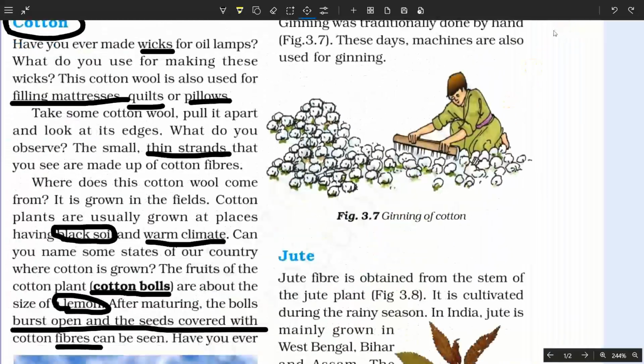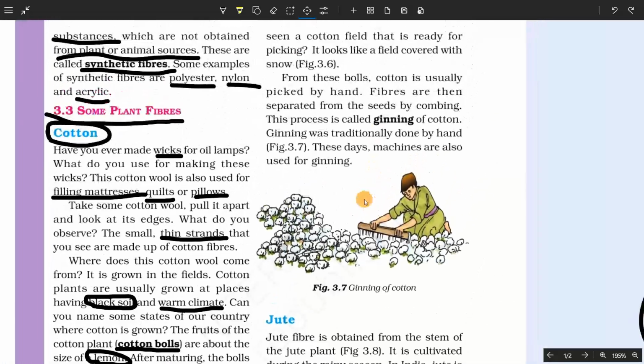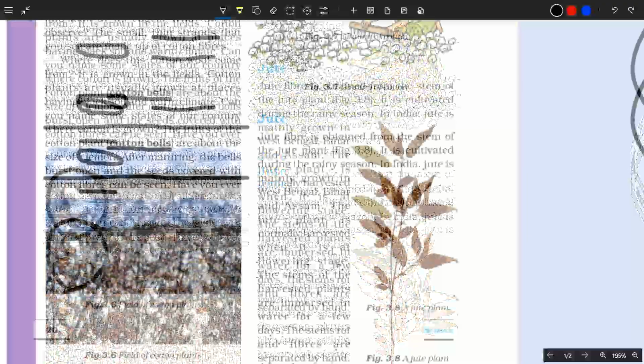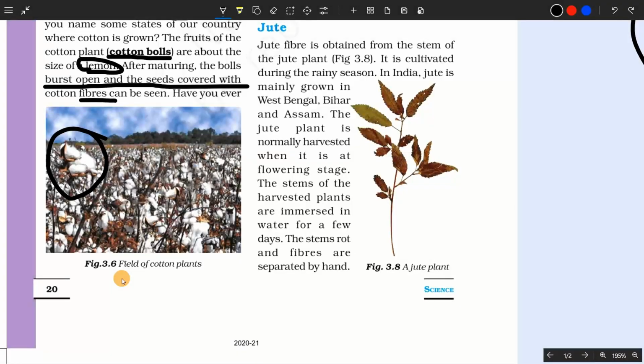We'll move on next. Next, seen here is a cotton field that is ready for picking. After bursting, you can pick the cotton. It looks like a field covered with snow. It looks as if snow has fallen around the field. No, it is cotton that we see, as shown in Figure 3.6. It is a field of cotton plants. It looks like snow is falling down.